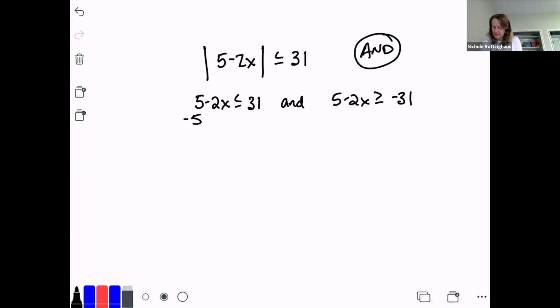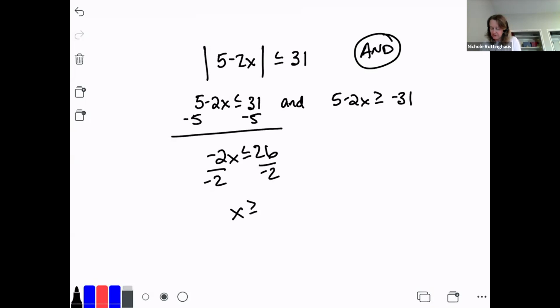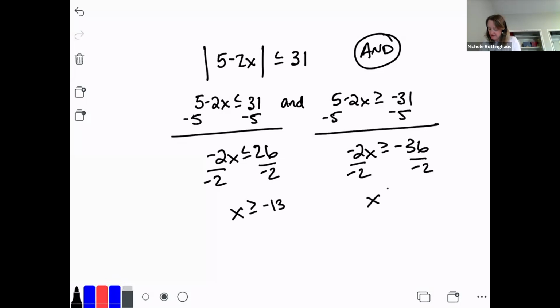I'm going to subtract 5 on both sides. Negative 2x is less than or equal to 31 minus 5, which is 26. And now I have to divide by a negative 2, so I have to flip the sign. So x is greater than or equal to negative 13. And then I do the other side. Subtract 5. Negative 2x is greater than or equal to negative 36. Divide by a negative 2, flip the sign. 36 divided by 2 is 18.